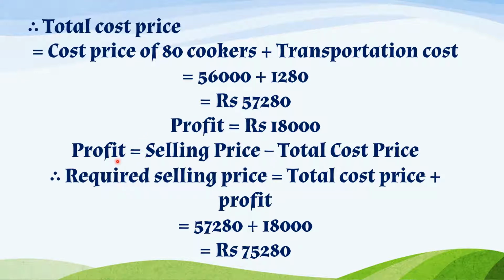So profit is equal to selling price minus total cost price. So required selling price is equal to total cost price plus profit. So total cost price is 57,280, plus profit, that is 18,000. When you add, you will get rupees 75,280.